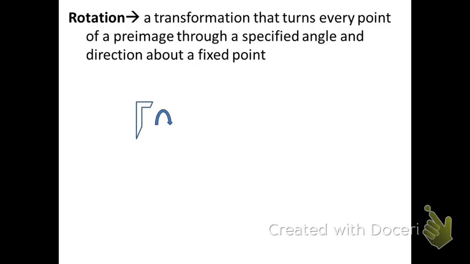Okay, so here I have an image. The pre-image rotates to give you the image, and because these are exactly the same size and shape, we can say that this is an isometry.